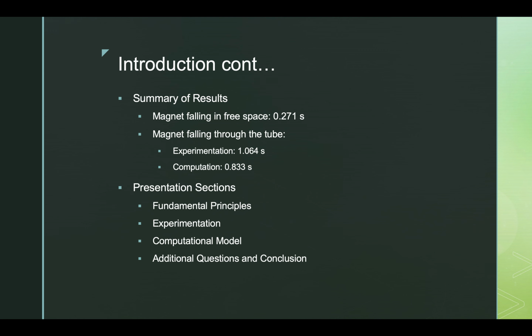In this lab, the magnetic bar fell through free space in 0.271 seconds. In the experiment, the magnet fell through the tube in 1.064 seconds, compared to 0.833 seconds in the computational model. In this presentation, I will cover the fundamental principles of this lab, the experimentation and computational parts of this lab, and I will answer the additional questions with a conclusion.